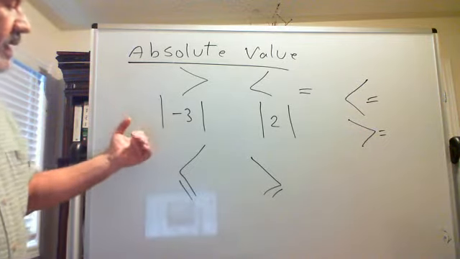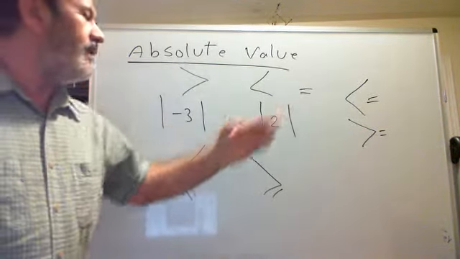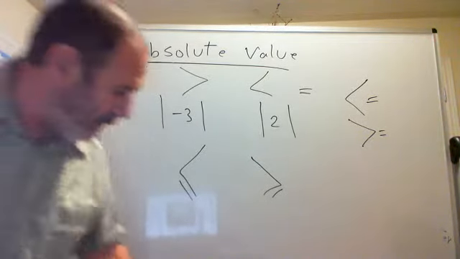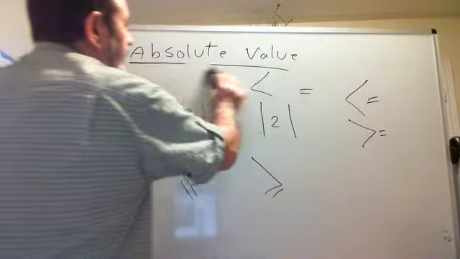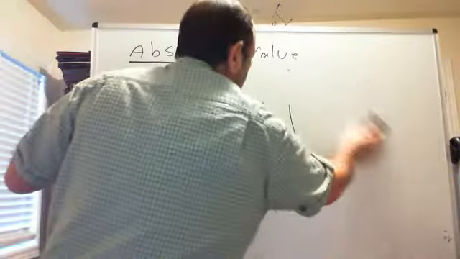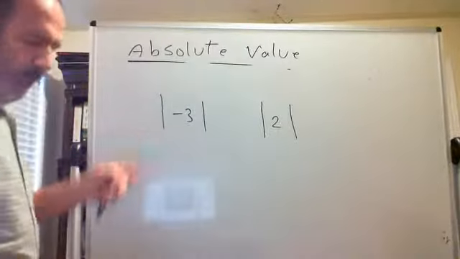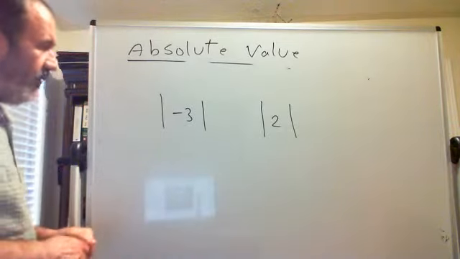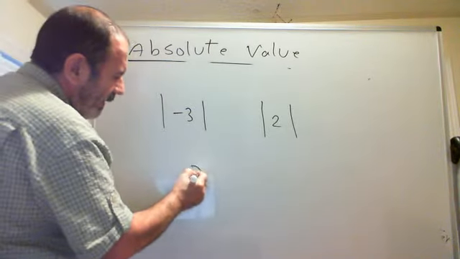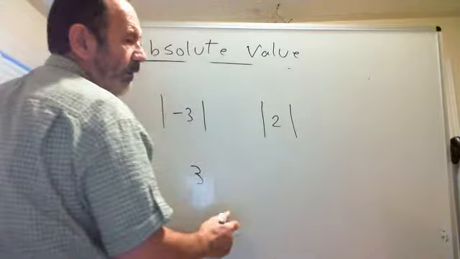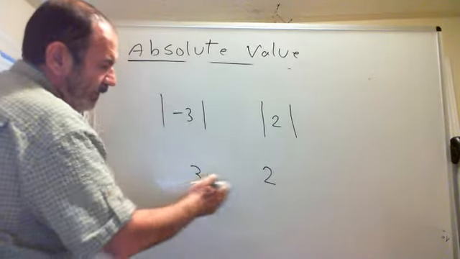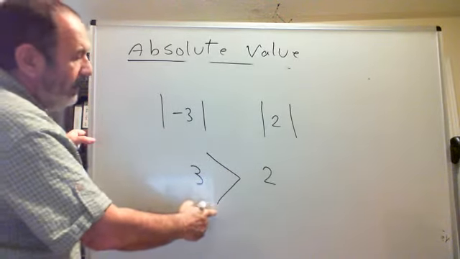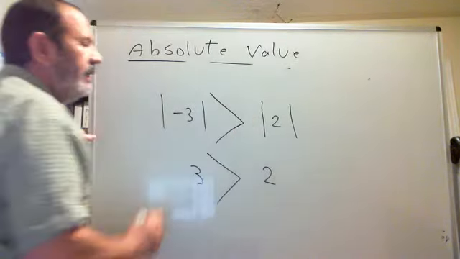Now, the question asks to put one of these signs between these two numbers. For putting the sign between these numbers, first I have to calculate this one. What is the absolute value of negative 3? It is 3. What is the absolute value of 2? It is 2. So between 3 and 2, 3 is bigger than 2, so I should put this sign. It means for the top I should put this sign too.